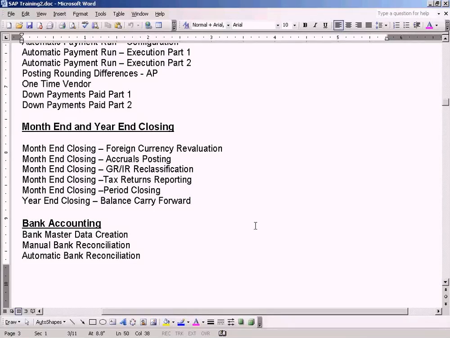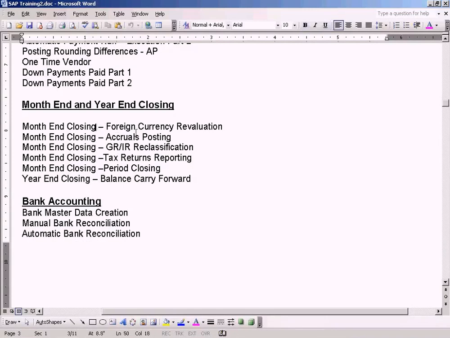Okay, now we will see the processes involved in month end and year end closing. We have a few activities here under the month end closing which you need to run every month end so that the figures can be adjusted before churning out your financial statements and roll over to the next period.